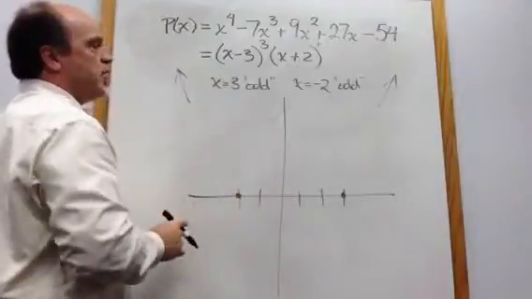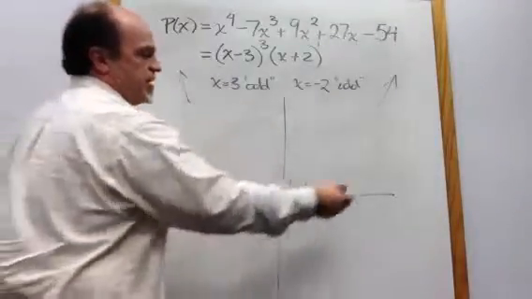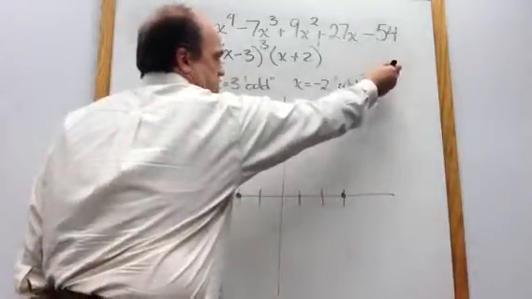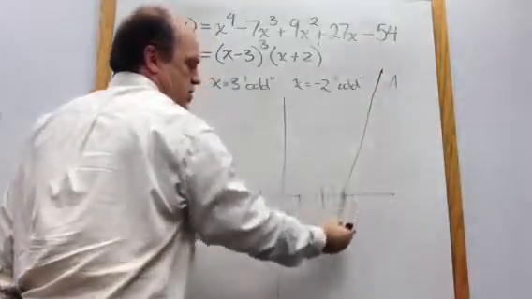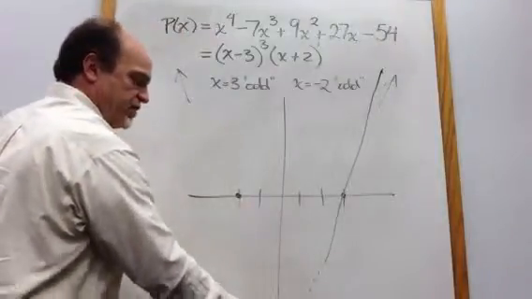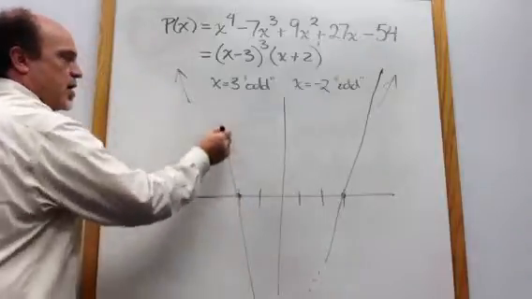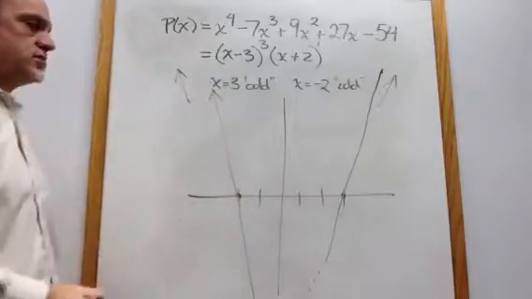From the information we have, really all we can do with this sketch is it's going to be coming from this direction. It's going to go down here somewhere to negative 54. Then it's going to turn and come on back up and head off in this direction. Okay?